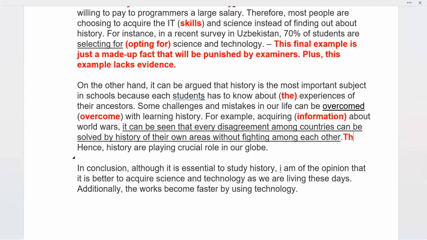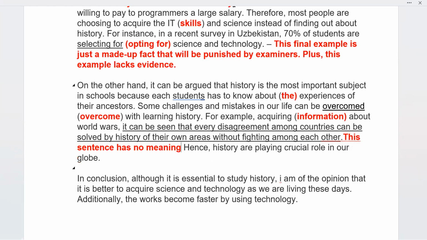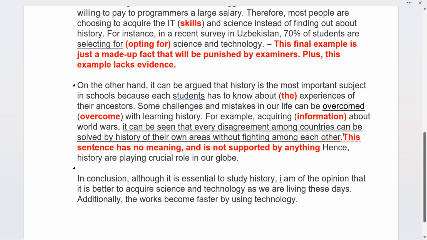So this sentence has no meaning whatsoever, and is not supported by anything. So that's why I don't approve of this. All right.